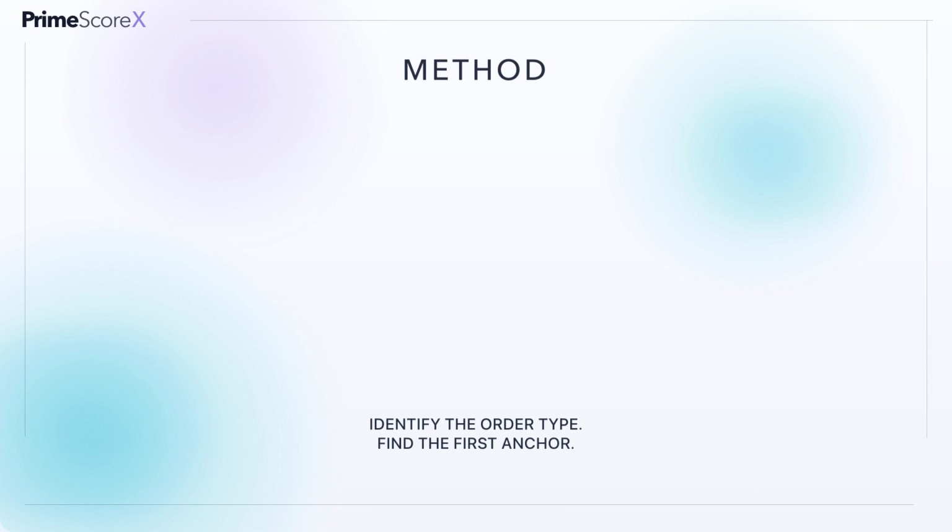Use a simple method instead of improvising. Step 1. Identify the order type. Step 2. Find the first anchor. These first two moves slow the situation down just enough to create control, without turning the question or the study session into a long analysis exercise.